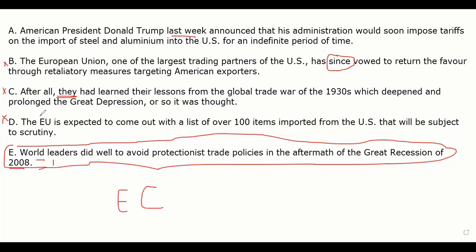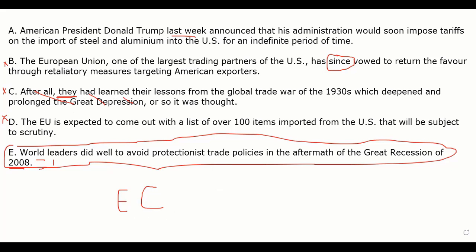Yes, sir. So E is done. C is done. Read now. E and C are done. Read it continuously. World leaders did well to avoid this. After all, they had learned their lessons from the global trade war. So it was thought. Now tell me what is next after E and C.